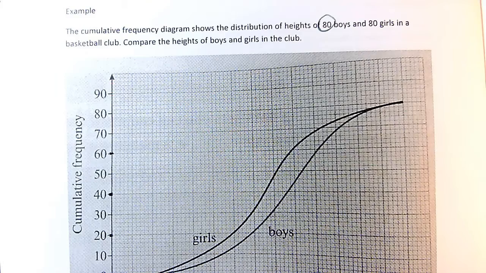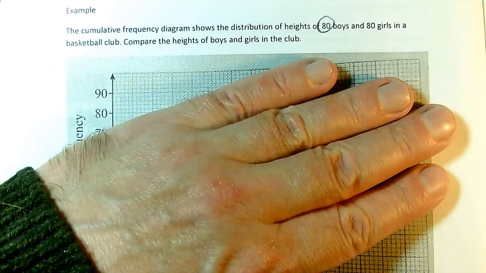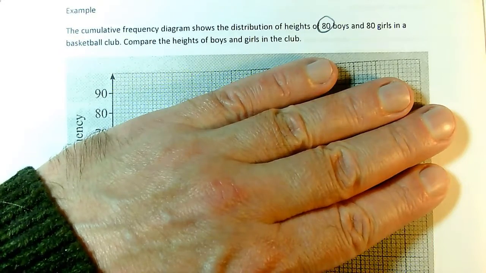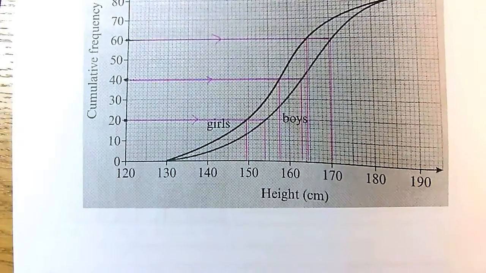I strongly recommend that you do this for yourself. We did this in the previous example. Put some lines on, see what happens. Okay, have you done that? Well, if you have, it should look like this. So we've just got to read off our values.